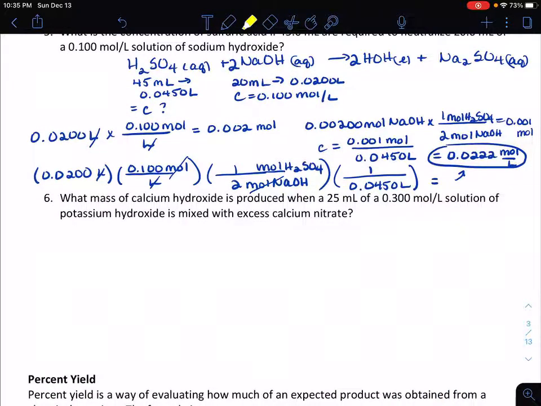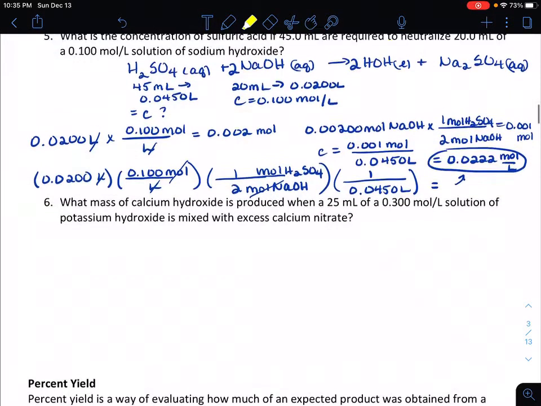All right, let's do our last question here, and I am going to do it just in one running step. I'm not going to do each individual step. So first step, of course, is balanced equation. So it says what mass of calcium hydroxide is produced when 25 mL of a 0.3 mole per liter solution of potassium hydroxide is mixed with excess calcium nitrate.